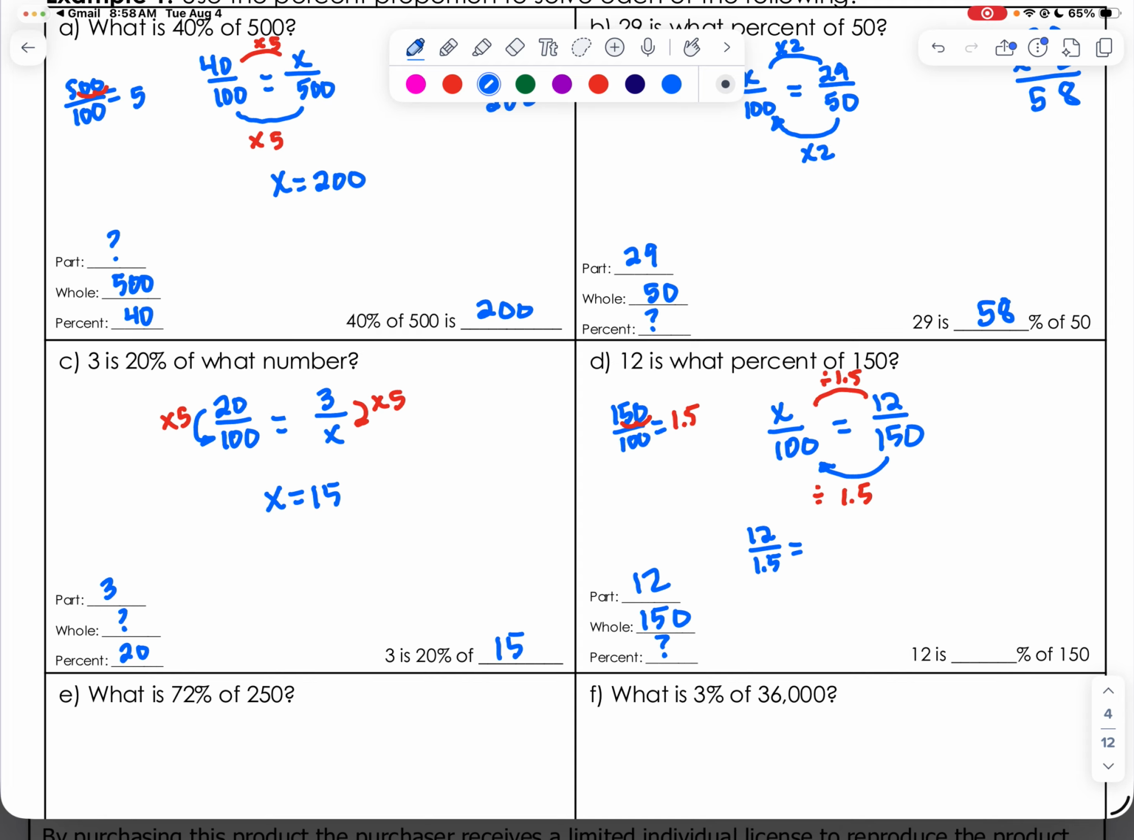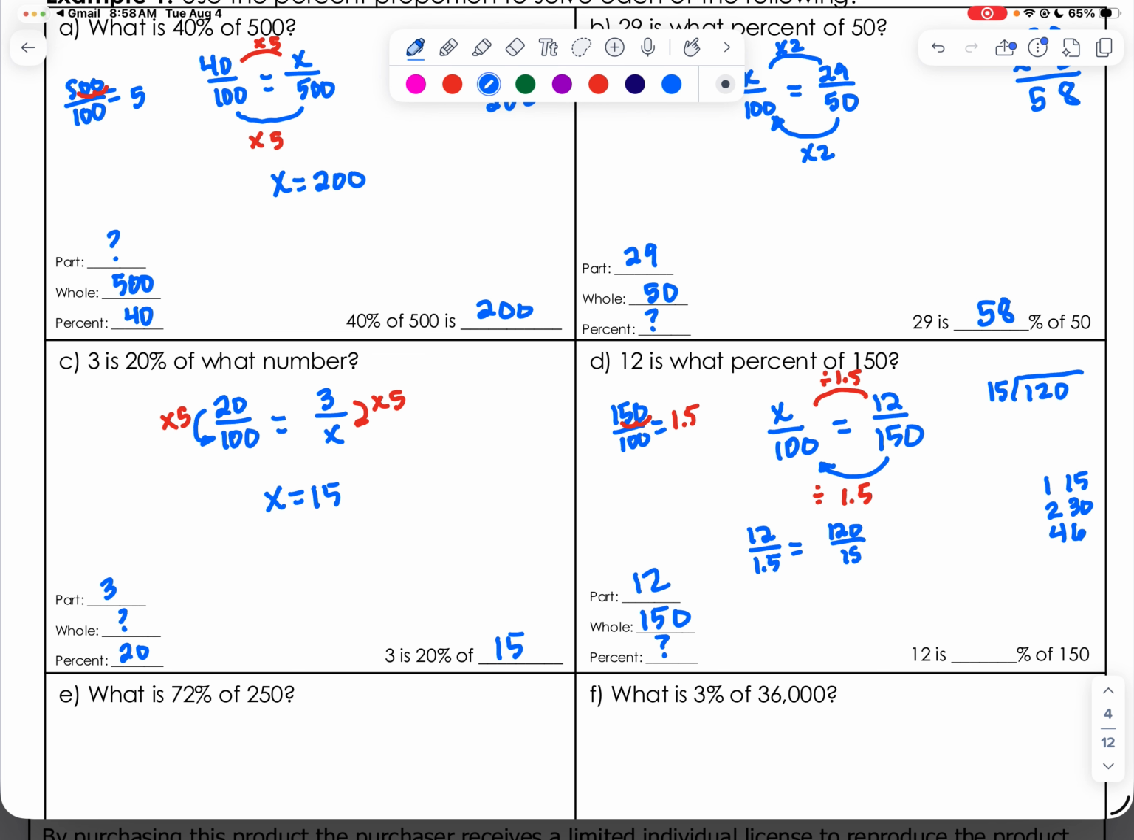But remember, when we're dividing by a decimal, the divisor must be a whole number. So I'm going to multiply these both by 10, and this would be 120 divided by 15. So let's do that here. 15 goes into 120. I'm going to make a little ratio table. 1 times 15 is 15. If I double that, I get 30.